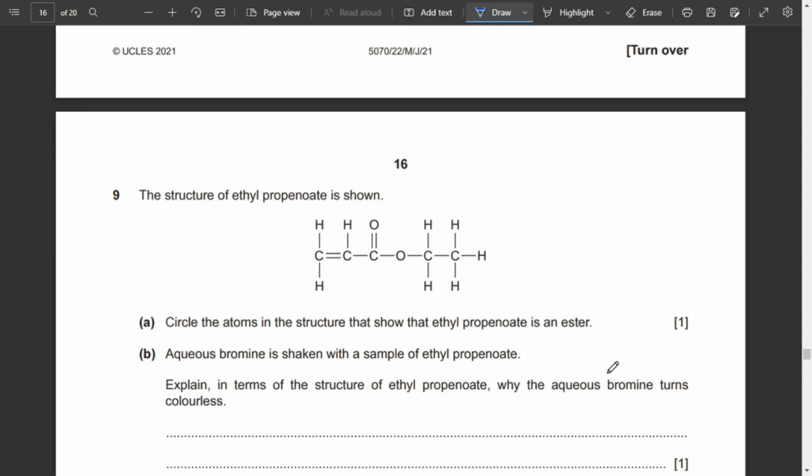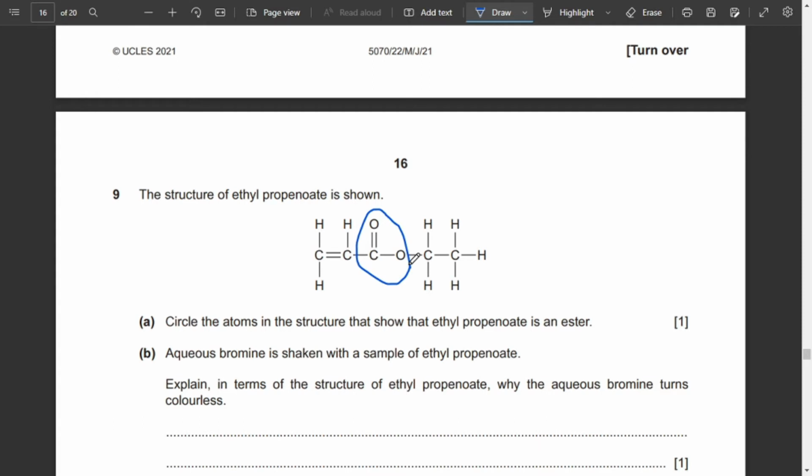The structure of ethyl propanoate is shown. Part A says circle the atoms in the structure that show the ethyl propanoate is an ester. Alright, so we need to circle that part that tells us that this is an ester. We see every kind of element. For example, if we have carboxylic acid, we see C double bond OH. So we can identify that this is carboxylic acid, or if you're talking about alcohol, we see OH with it. So we know that this is an alcohol. Likewise, for ester, we have C double bond O, this part, which tells us that this is an ester.